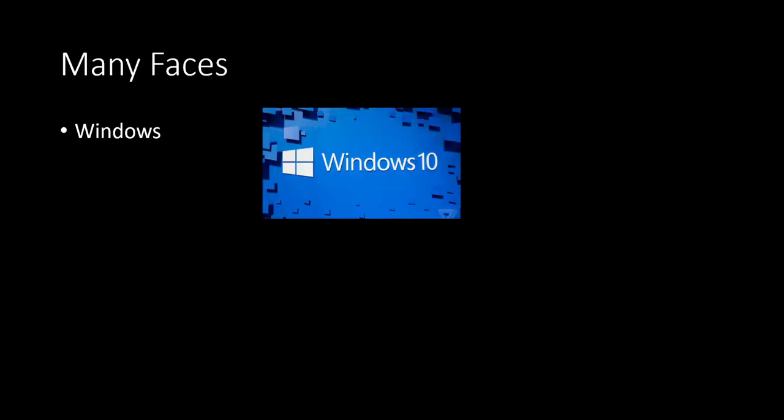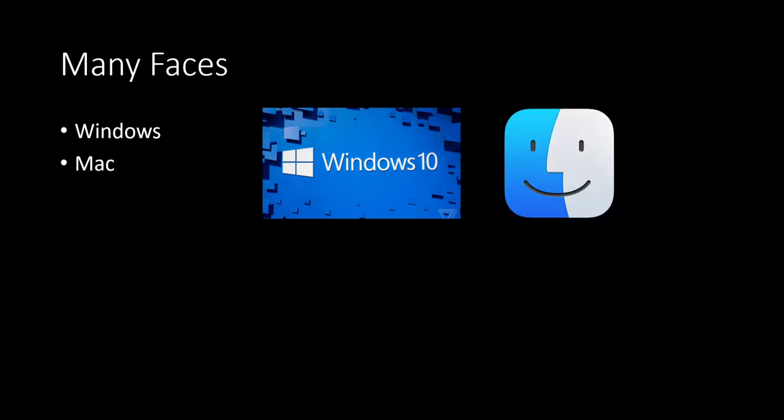Some of these faces that we all know is Windows 10 being the dominant player. It's not free though, and the software is not open source, so you're not allowed to change anything. They also force updates on you at inconvenient times or can cause havoc in those ways. Macs also exist. They're not as prevalent as Windows 10, but they're very user-friendly and pretty great.